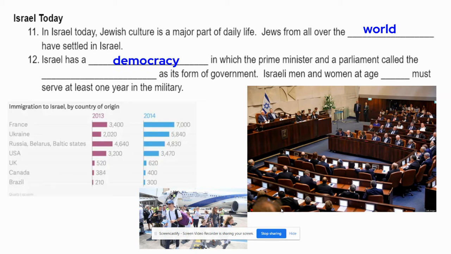Israel has a democracy in which a prime minister and a parliament called the Knesset form its government. Israeli men and women, basically at the age of 18, have to serve at least 1 year in the military. It's mandatory. So women, yes, can be drafted in this country.